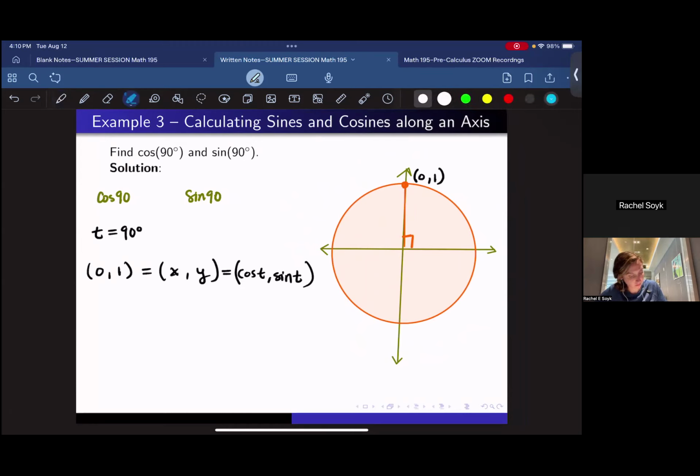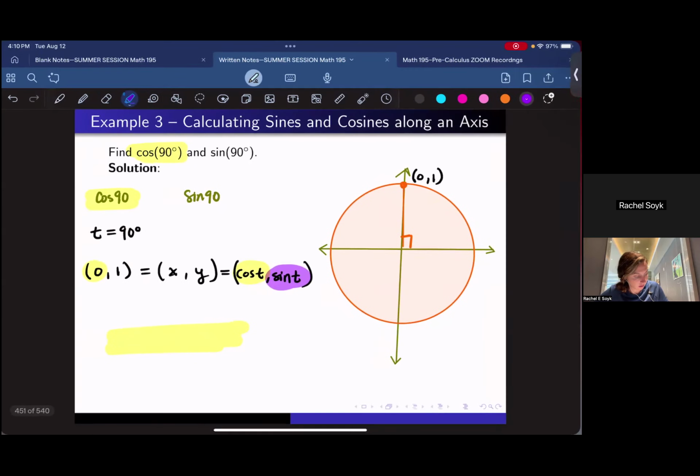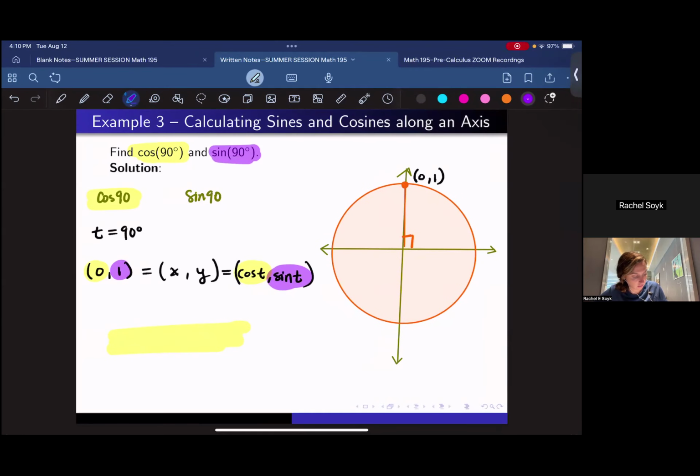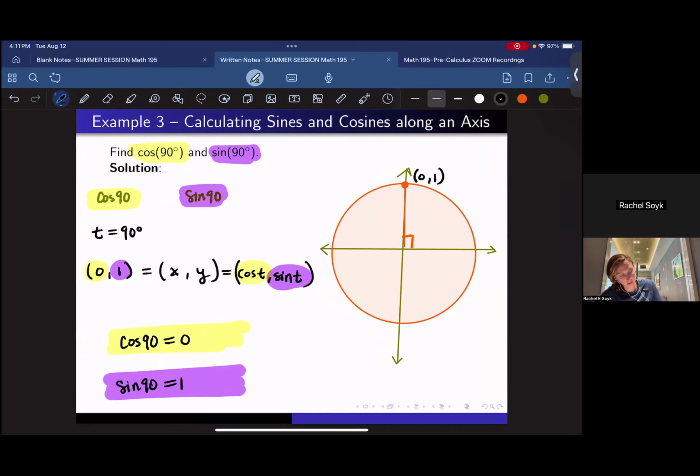So cosine of t is 0, which is cosine of 90. And sine of t is 1, sine of 90. There we have it.